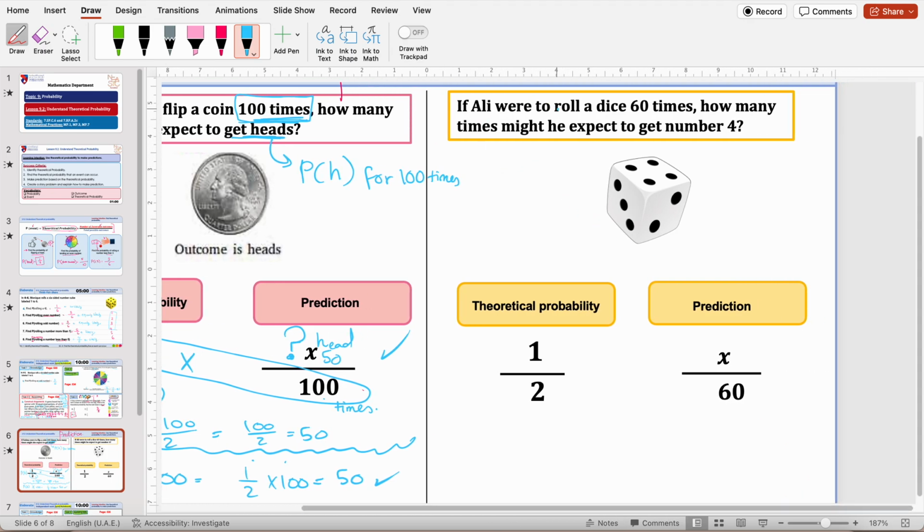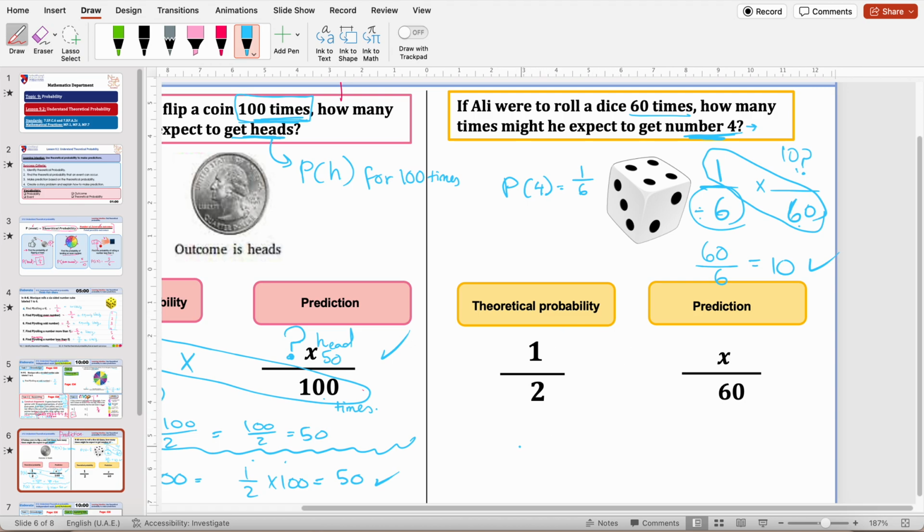Here, if Ali were to roll a dice 60 times, out of 60 times, how many times am I going to get the event? What's my event? He is expecting to get number 4 on a dice. Number 4 on a dice, this is the probability of rolling a dice and getting number 4, which is one chance out of 6. 1 out of 6. How many out of 60? Do the butterfly method. 1 times 60 divided by 6 is basically 60 over 6, which is 10. This is one way. So 10 times you might get number 4.